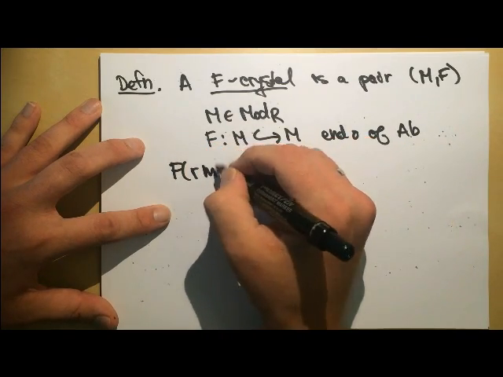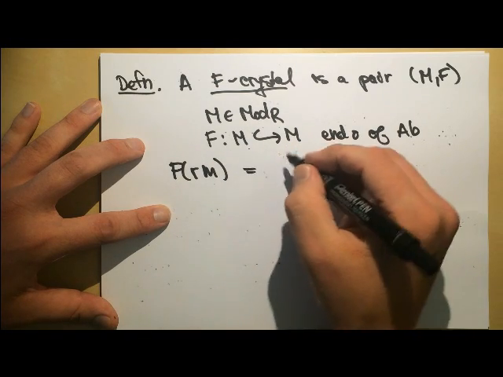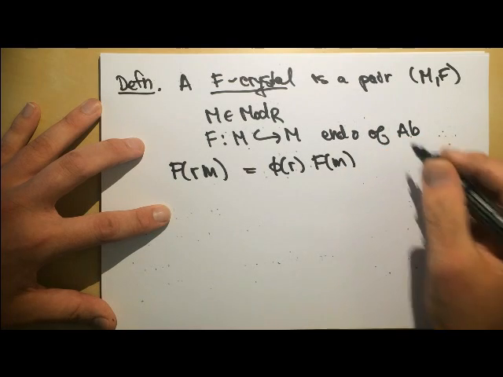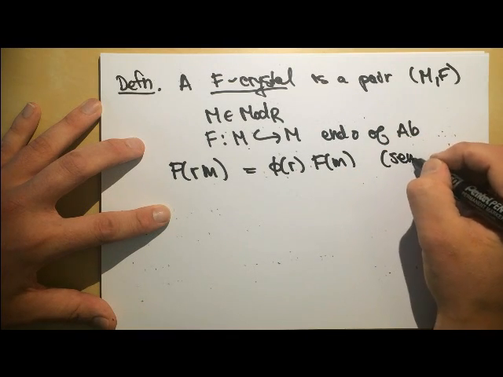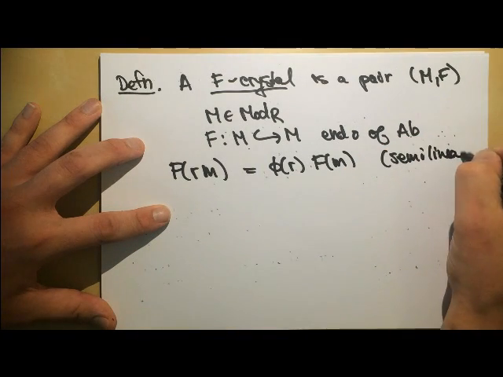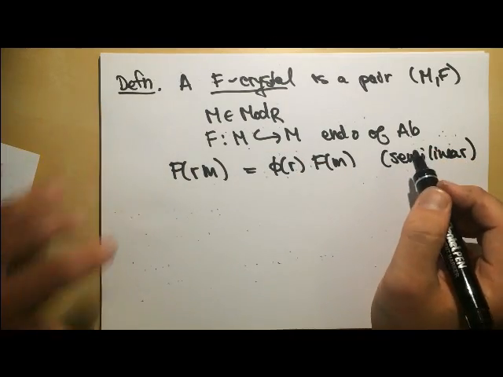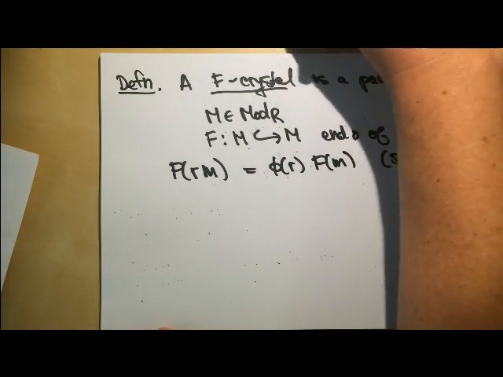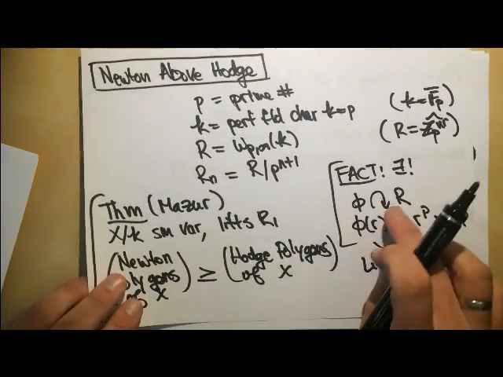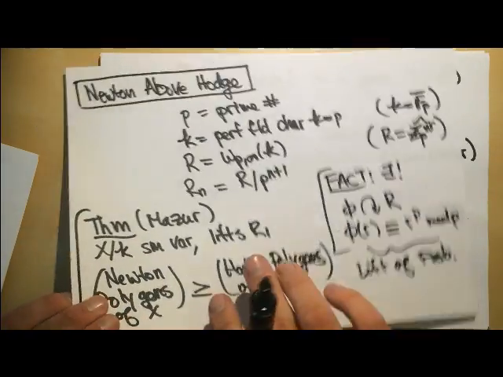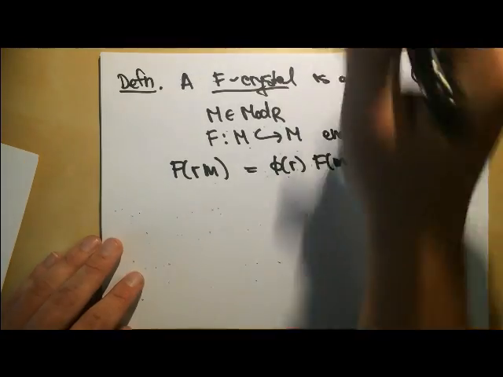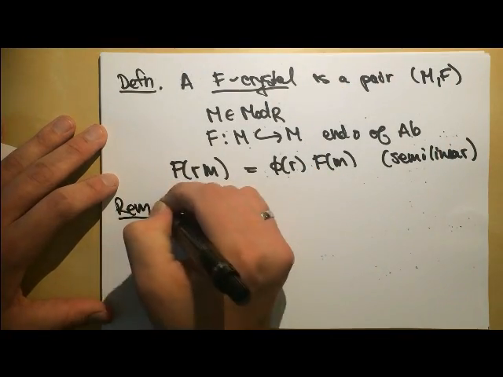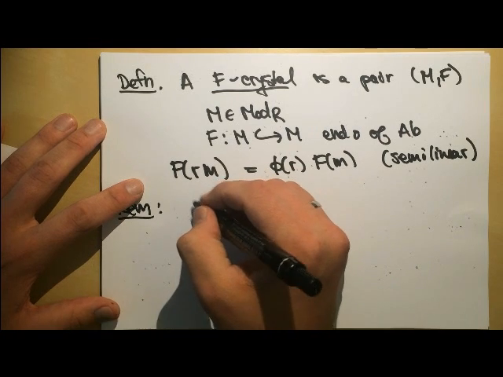It's going to be injective, and it's going to be semi-linear. So it's injective and it's semi-linear. Again, here, this is the unique lift of the Frobenius on R. Okay, so let me make a remark here, that F-crystals form a category.